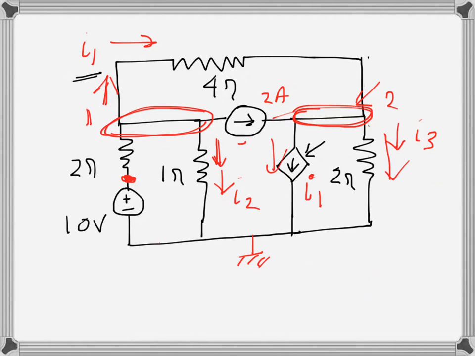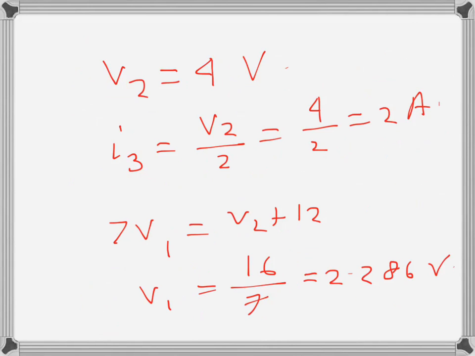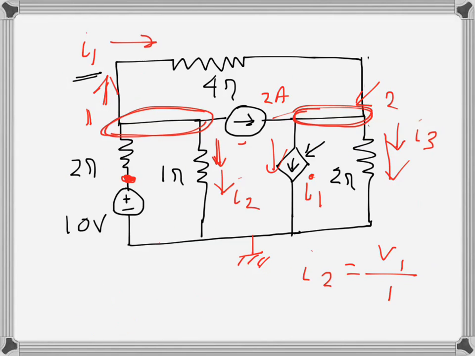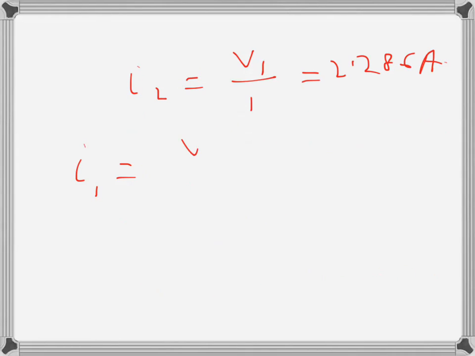So I need the other two currents. I can see that I2 is basically V1 over the resistance, which is 1 ohm. So I2 is V1 over 1, which is 2.286, same value in amperes. So that I get. Now I have only I1 left, and I1 is (V1 minus V2) over 4.